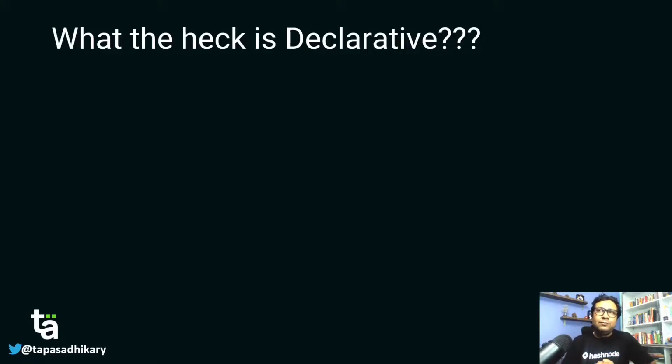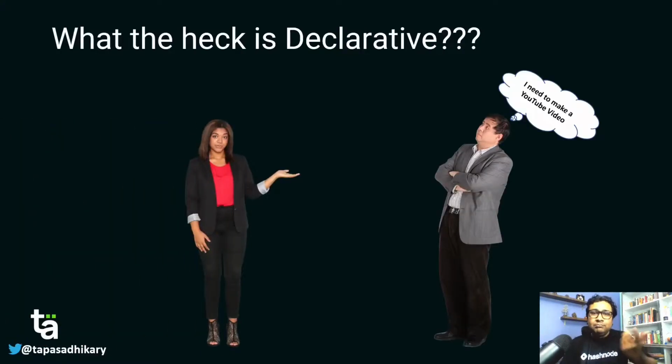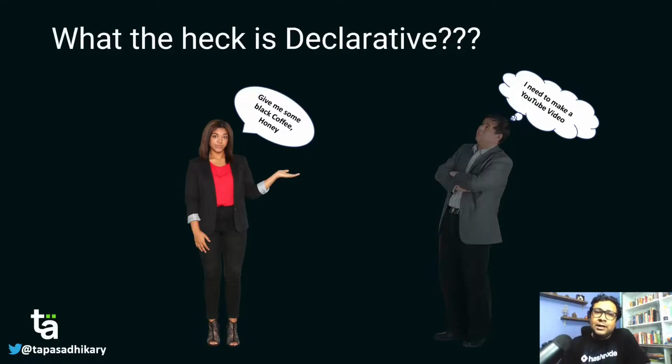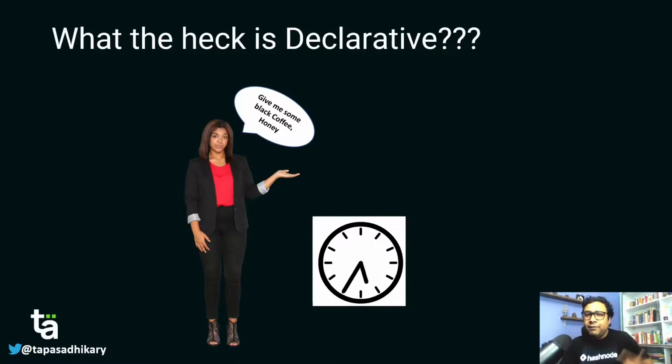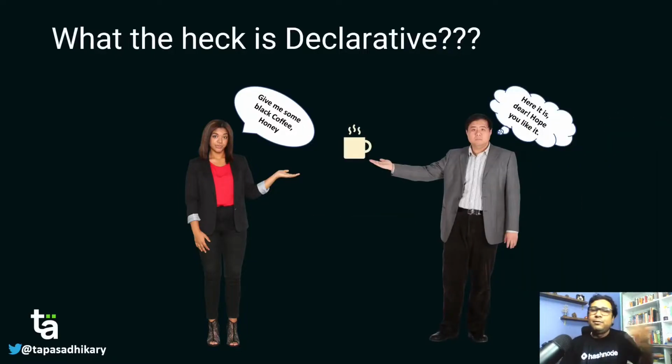So I thought of explaining this with a simple story. Let's take a simple story of husband and wife. John, a husband, is thinking that he needs to make a YouTube video. In the meantime, Mary appears. And what is Mary asking for? Mary asks, hey honey, can you get me a black coffee? So what happened after this? John disappears. His thought of making a YouTube video disappears. He takes some time to make the coffee, and after a while he is back with the coffee.